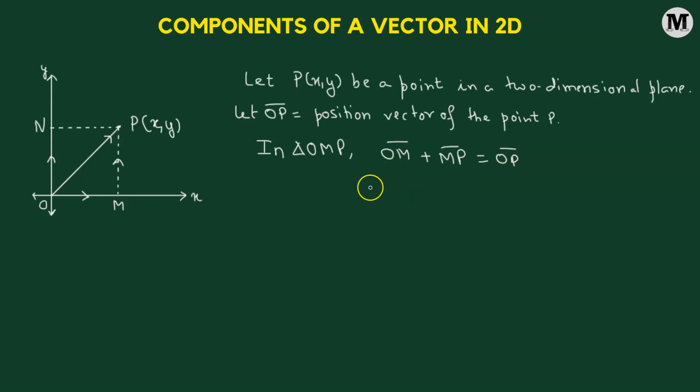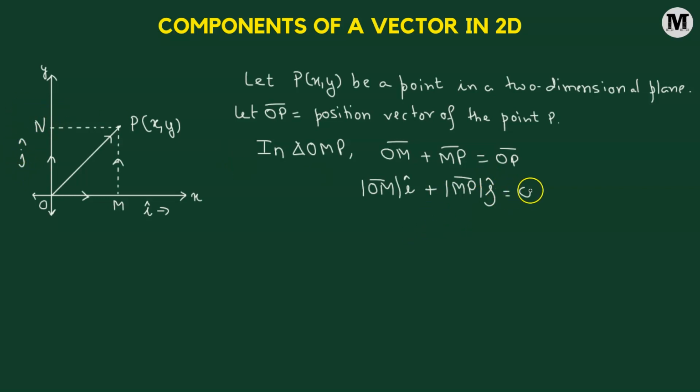Now what is OM vector? We can express OM vector as, let's take only the magnitude OM. However, we have a vector here, so once we consider its magnitude, we'll also have to take care of its direction. So we'll multiply it with i cap. i cap is the unit vector along the x-axis. In other words, OM vector can be expressed as the scalar OM times the unit vector i cap. Similarly, MP vector can be expressed as the magnitude of MP vector multiplied with j cap. j cap is the unit vector along the y-axis.